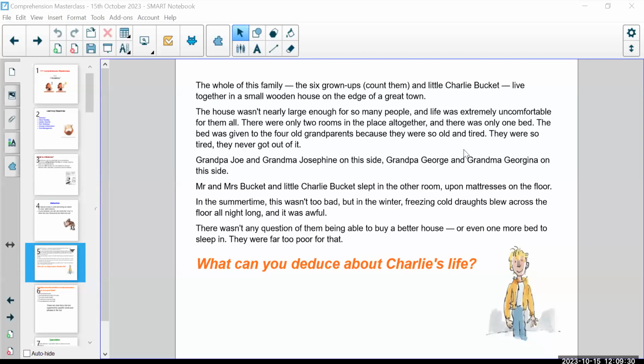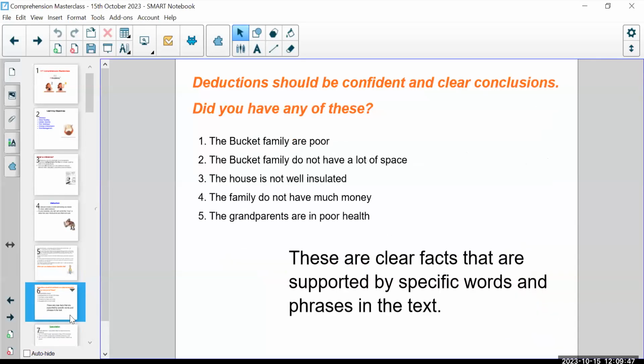Right. This is deduction. You don't really need to think much below the surface. It's pretty clear, but you're still using the clues, right? You're still using the evidence in the text, the various facts about Charlie's life, to deduce what life is like for him. So here are some of the things that I said. The Bucket family are poor. They don't have a lot of space. The house is not well insulated. They don't have much money, and the grandparents are in poor health.